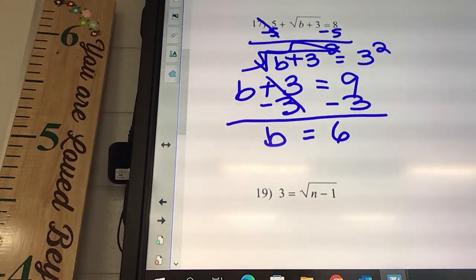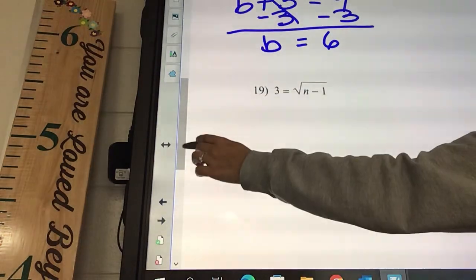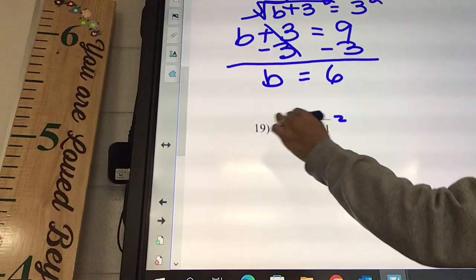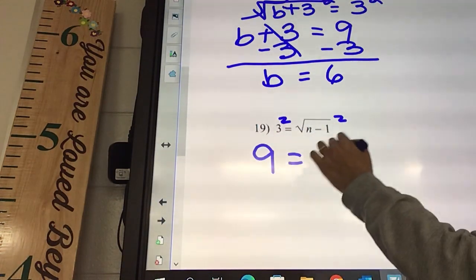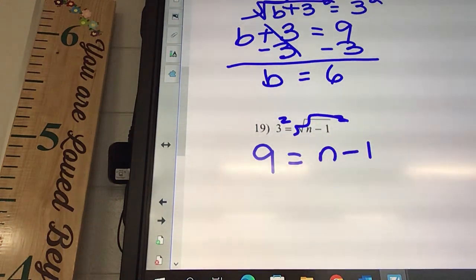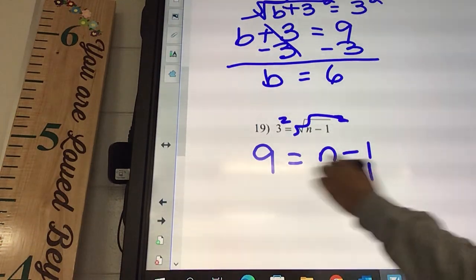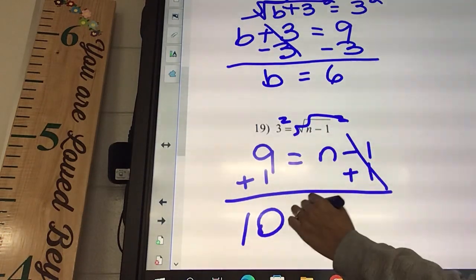Okay, 19. What needs done first? Square them. Okay, so we're gonna get 3 squared is 9 equals n minus 1. Then what? Plus 1, plus 1. So we're gonna get 10 equals n.